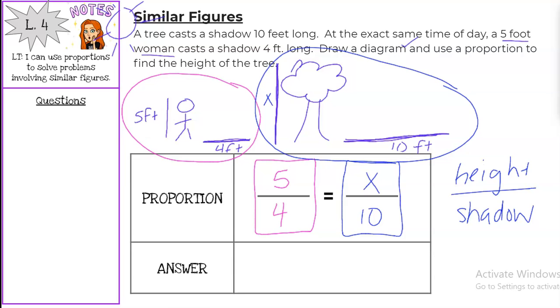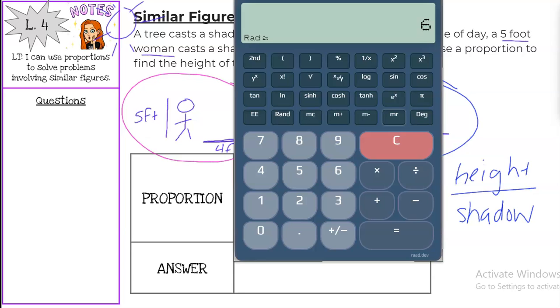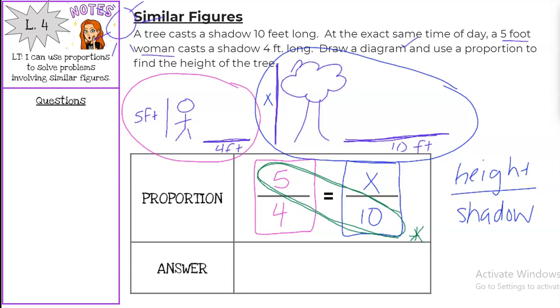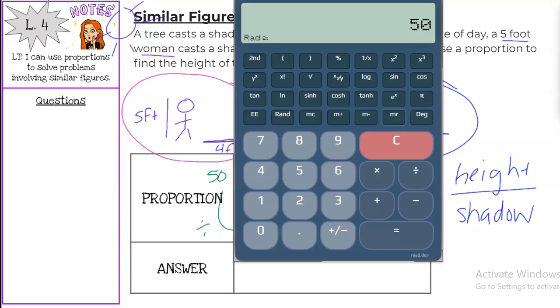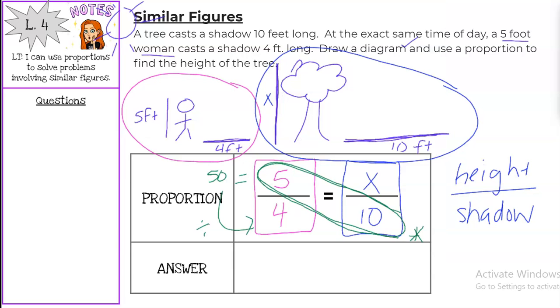Now that we set up our proportion, we can solve it. Again, we're going to multiply the two numbers that are in the diagonal. We're going to do 5 times 10. 5 times 10 is 50. And then we are going to divide that by the remaining number. The remaining number is 4, so we're going to do 50 divided by 4, and we get 12.5. So that tells me that the height of the tree is 12.5 feet.